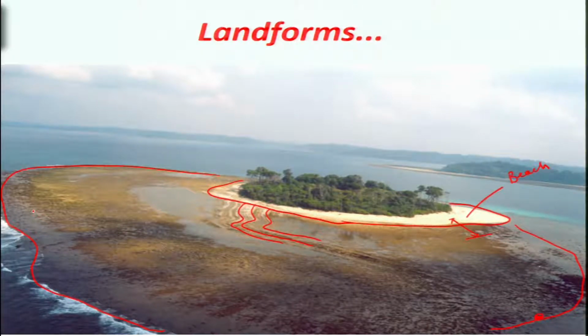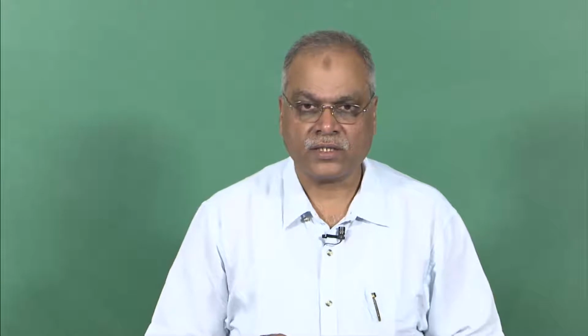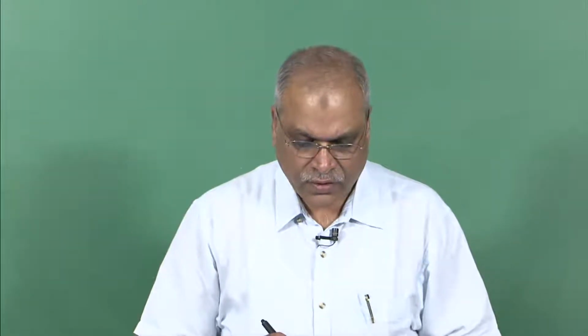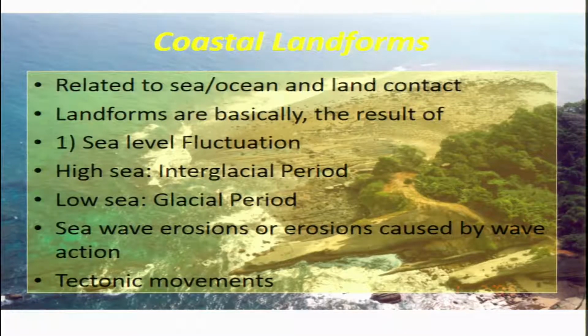Anyways, these are land level changes which happened during the 2004 earthquake, but the landforms you can demarcate from this are quite distinct. Now, coastal landforms, we'll talk about in a few slides. They are related to the sea and land contact, or ocean and land contact, that you will see.